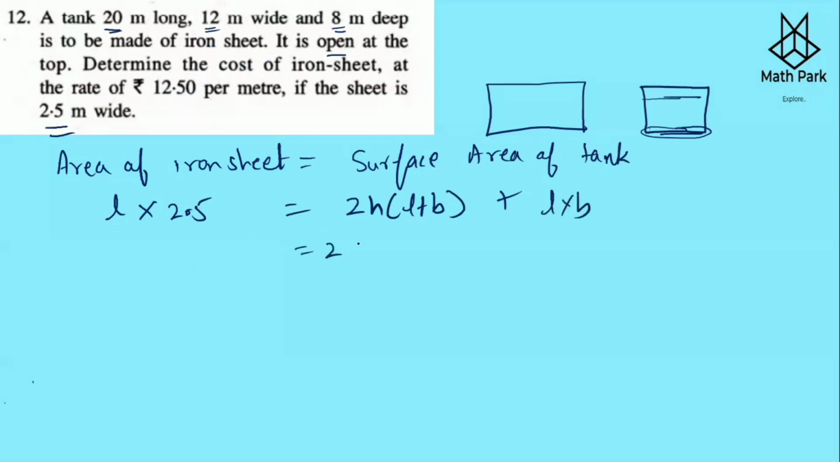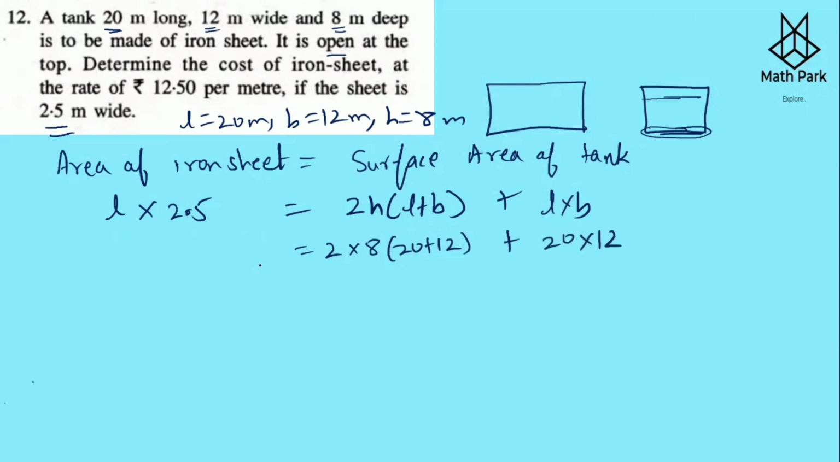So the dimensions are: the length of the tank is 20 meters, the breadth is 12 meters, and the height is 8 meters. So 2h, that is 2 into 8, in bracket l plus b, that is 20 plus 12, plus l into b, that is 20 into 12, and this is l into 2.5. So 2 eights are 16, 16 into 32, plus 12 twos are 24, 240.